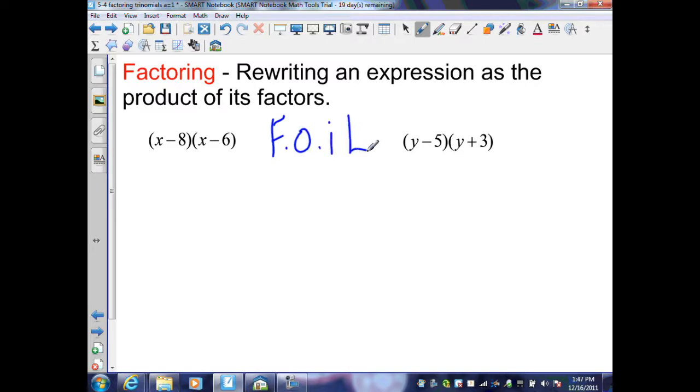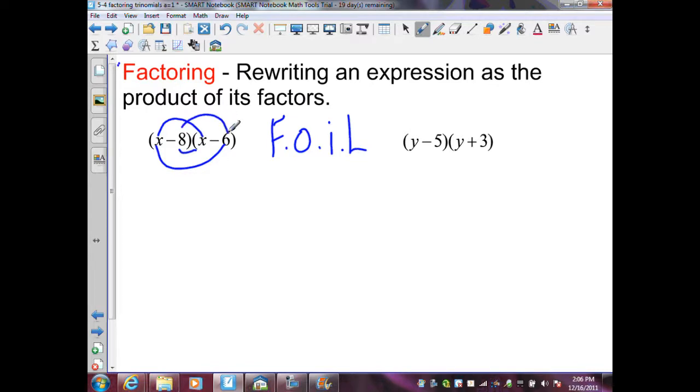FOIL stands for F for first. That means I take the first term of the first expression and multiply it times the first term in the second expression. O means I take the outer terms in each expression and multiply them together. I stands for multiplying the two inner terms together. And L stands for multiplying the last two terms together.